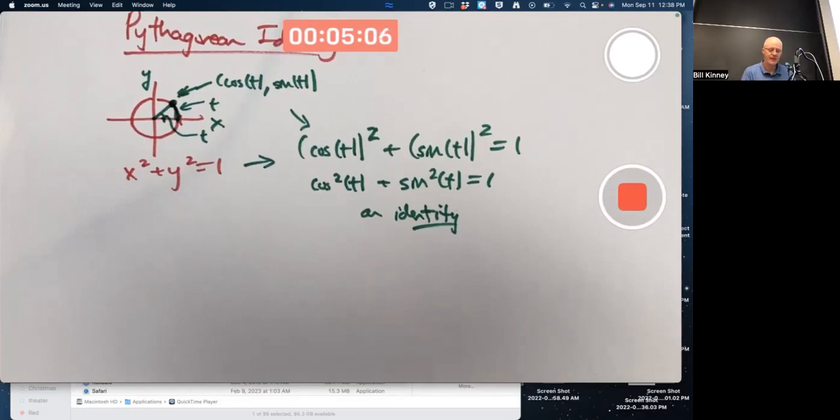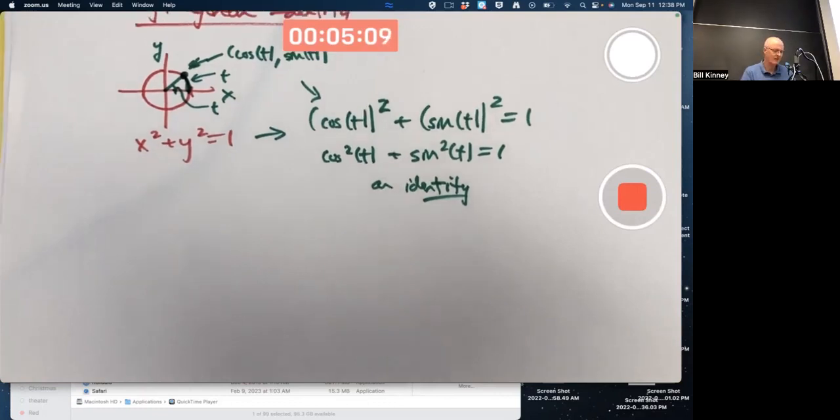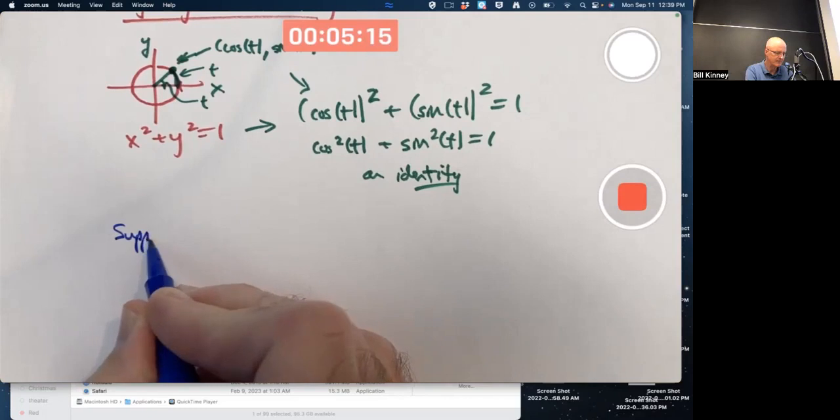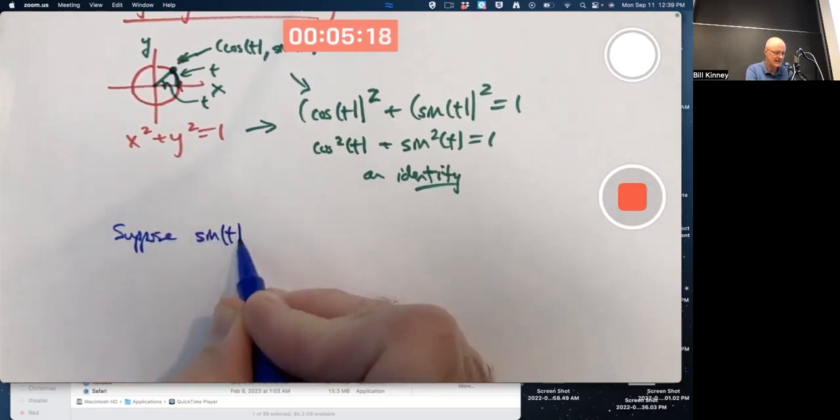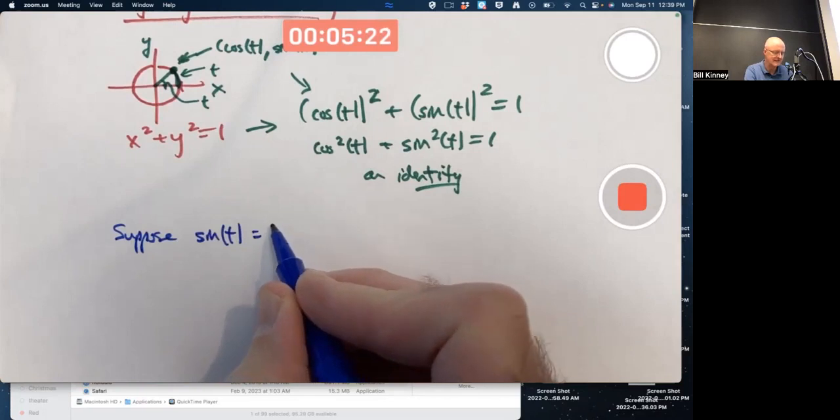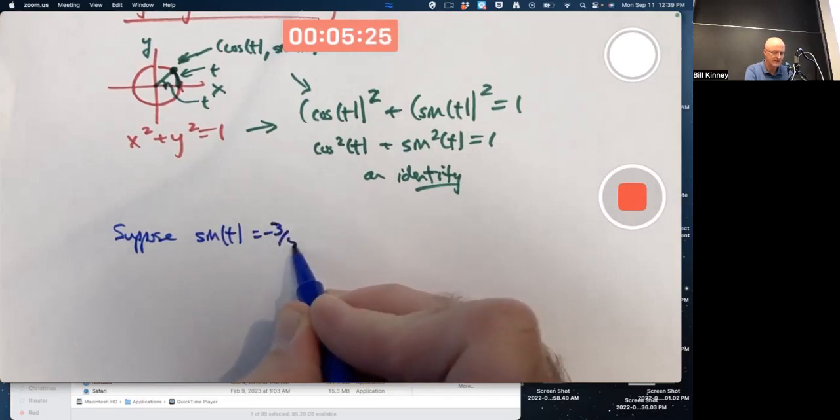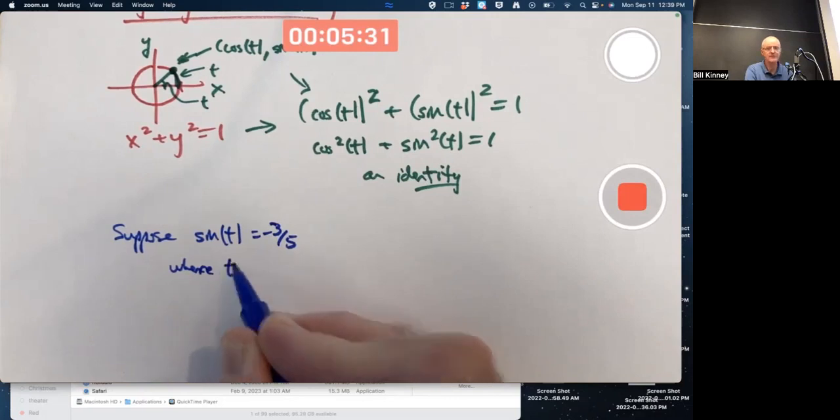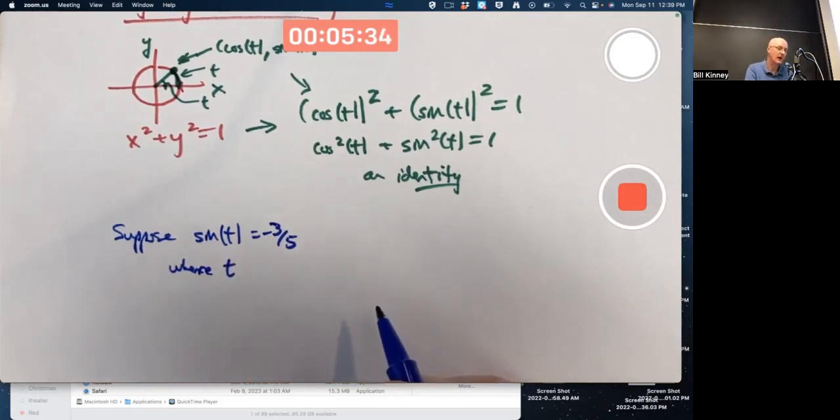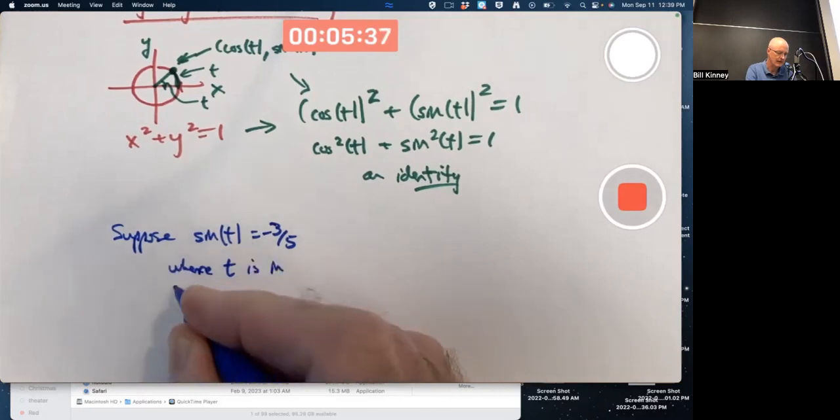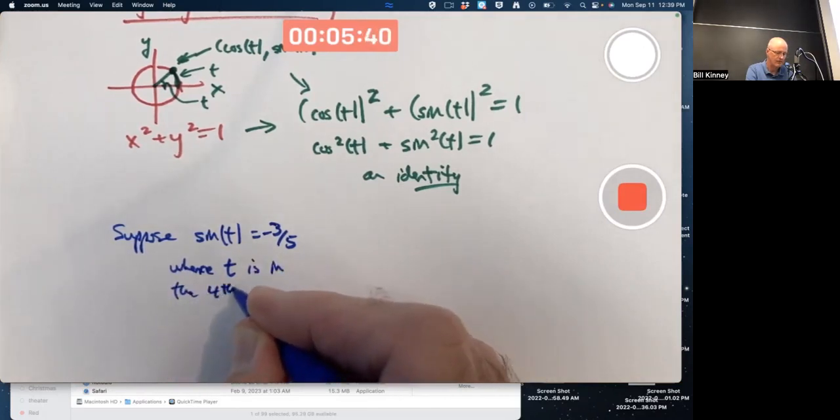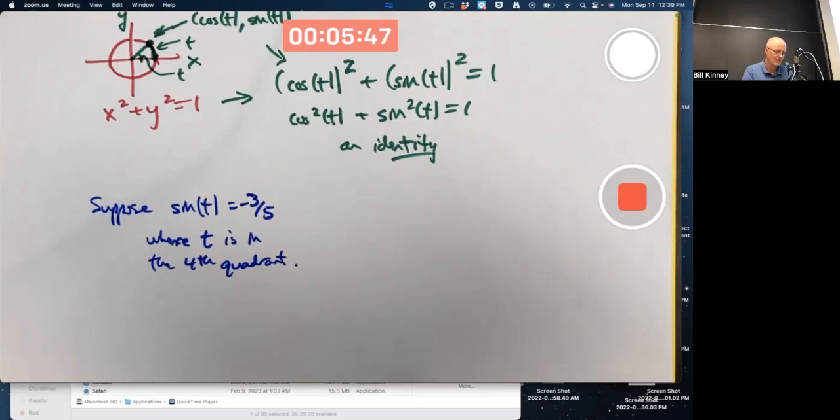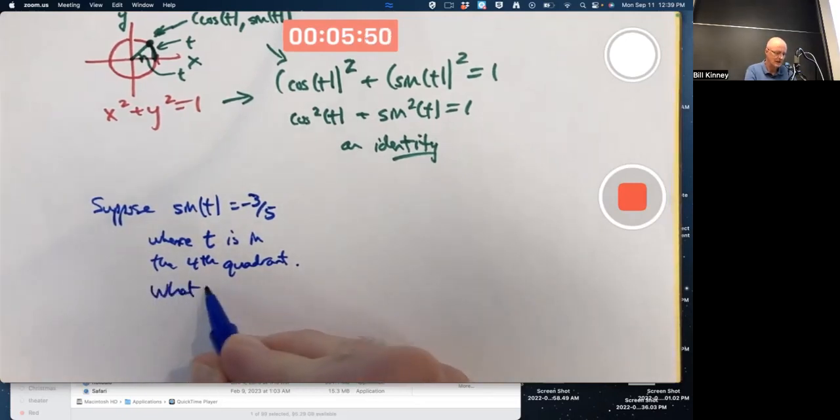Very, very useful. And it comes up in problems, for example, like this. Suppose sine of t is, just to pick something that works out nice, negative 3/5, where t, if thought of as an angle, is in the 4th quadrant, say. Fourth quadrant. Question is, what is cos t?